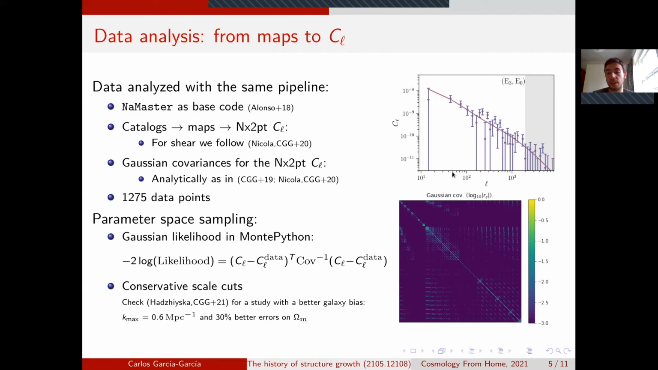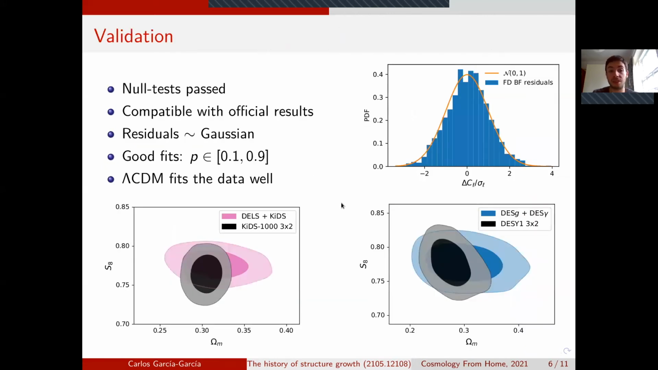We can see here on the right an example of the covariance matrix, where you can see that although it is mainly diagonal, you have some off-diagonal terms that are important to be taken into account correctly if you want to have accurate results. And that's the part where these two papers enter. So let's move now to the validation.